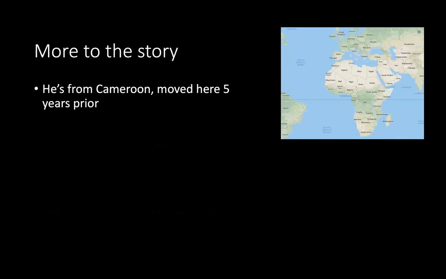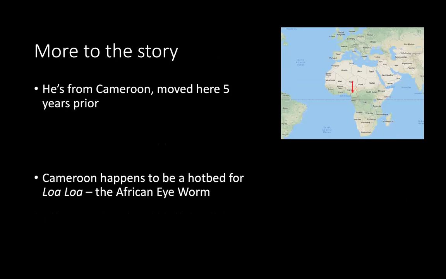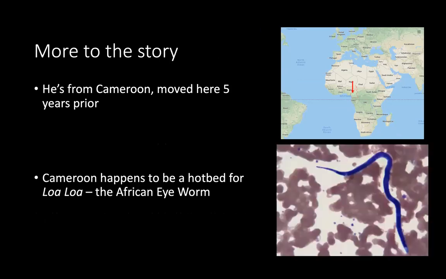But there's more to the story for this patient. He's from Cameroon, and he moved here 5 years prior. There's an example of why social history is kind of important, right? Because in Cameroon, there happens to be a large prevalence of something called loa loa, or the African eyeworm. So maybe his complaint of seeing a worm under his eye is not that outrageous.